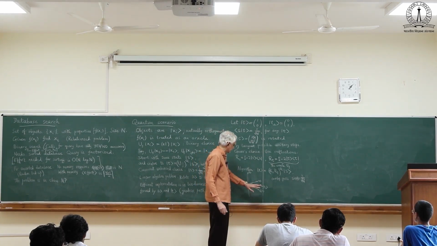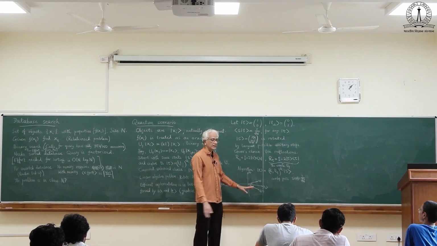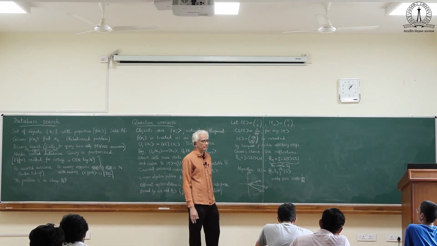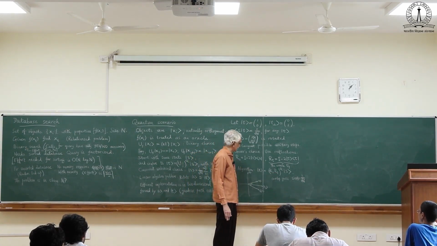Component along T perpendicular doesn't change sign. Component along T becomes negative of itself. So that is the action of this.